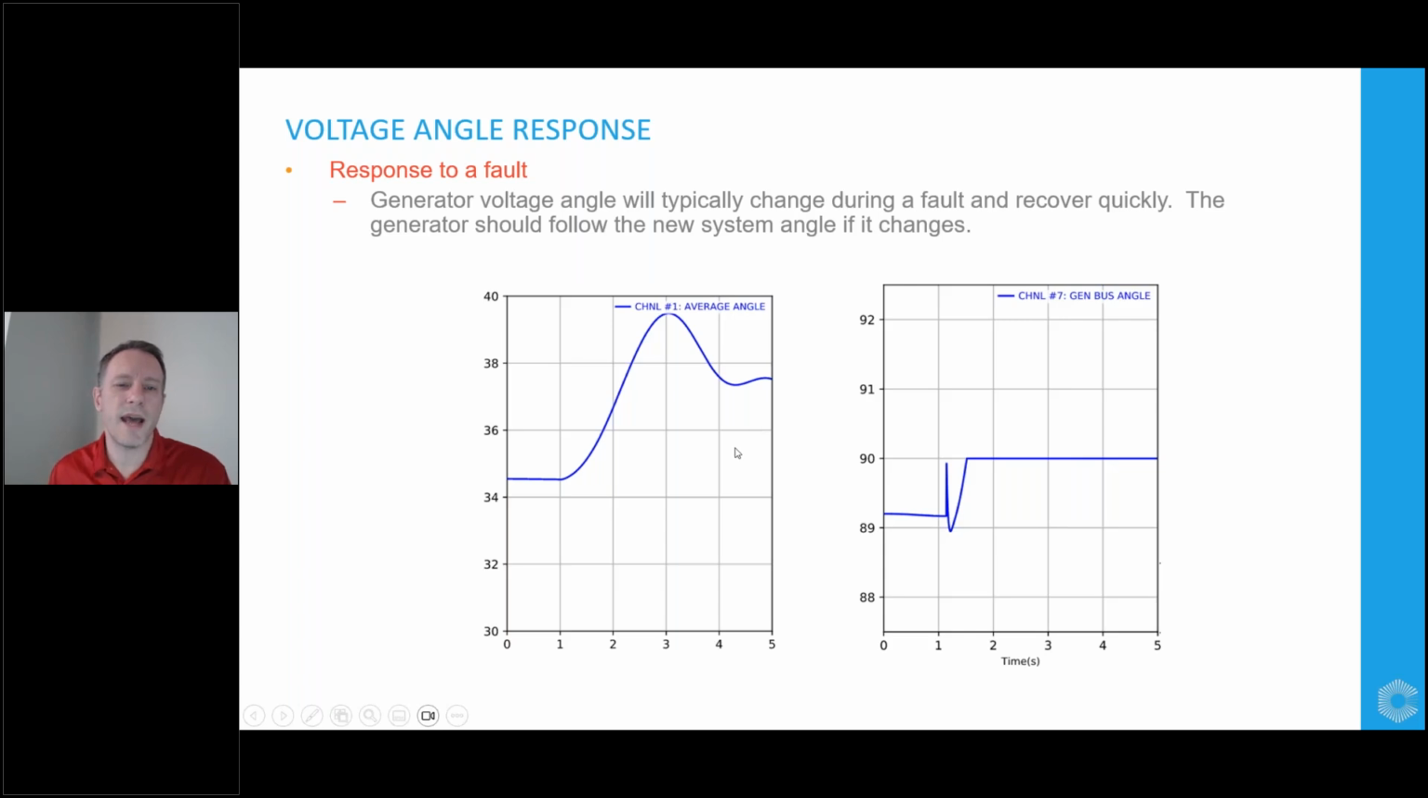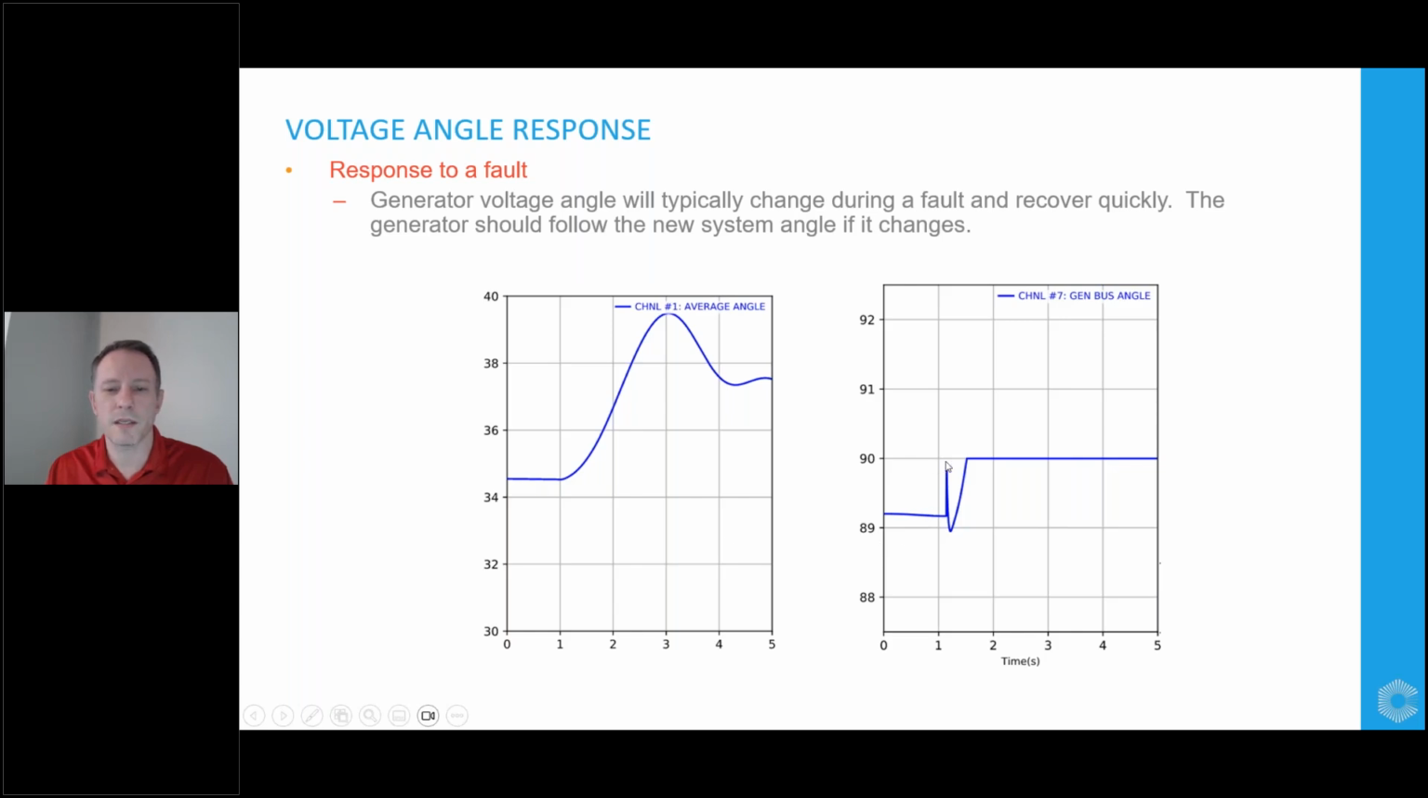The left graph is the average angle of the system. The average angle of the system actually changes when we put the fault on. So the average angle goes from about 34 degrees to about 37, 38 degrees. So it goes up a few degrees. When we put the fault on, we expect the generator to go up a little bit too.